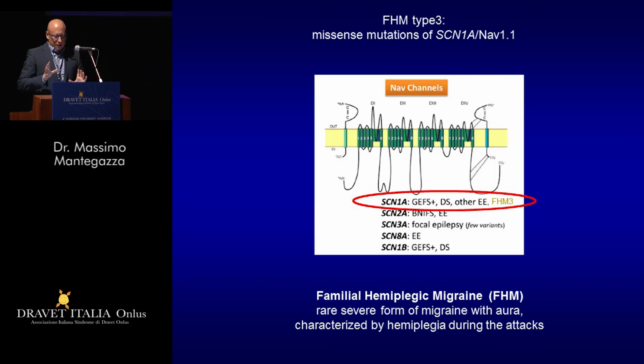Now, I will switch a little bit to migraine, familial hemiplegic migraine type 3. This is caused by a missense mutation of NAV1.1, SCN1A. It's a rare, severe form of migraine with aura that is characterized by hemiplegia during the attacks. These patients in particular don't have seizures linked to the migraine attacks. Epilepsy in general is very rare in these patients. So it's a kind of pure hemiplegic migraine phenotype.